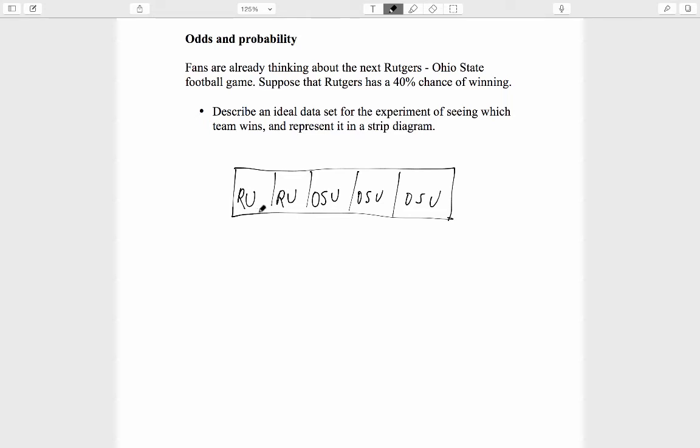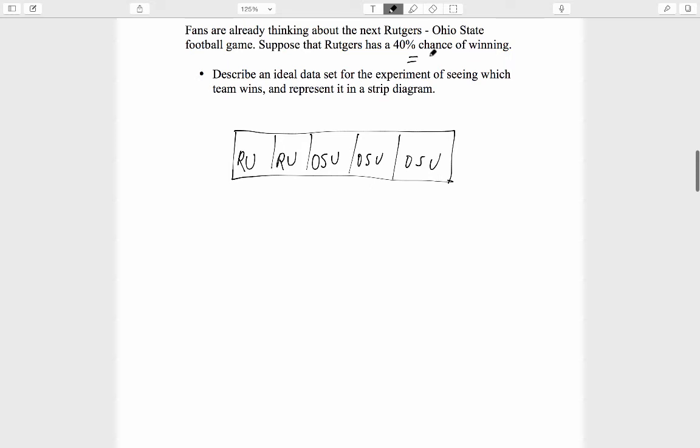There are five winners in an ideal data set. 2 of them are Rutgers and 3 are Ohio State. Notice that 40% equals the fraction 2/5, and you can think of a fraction as a part-to-whole ratio. 2 represents the part, and 5 represents the whole.